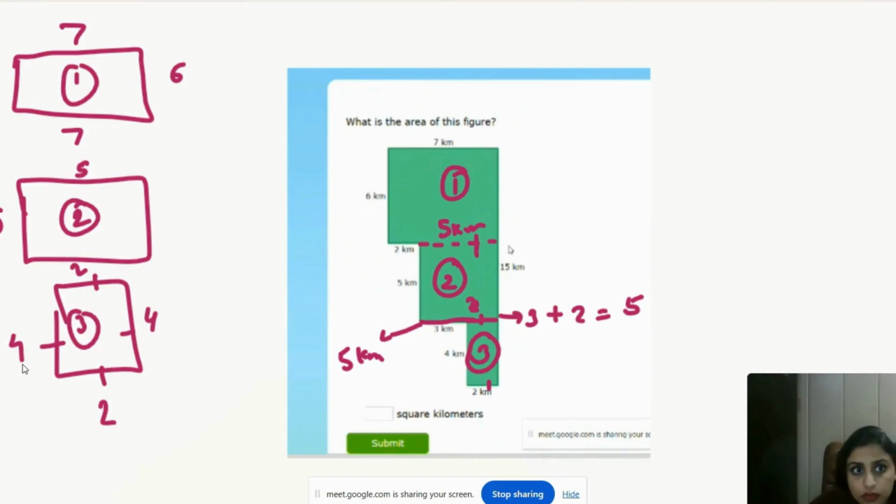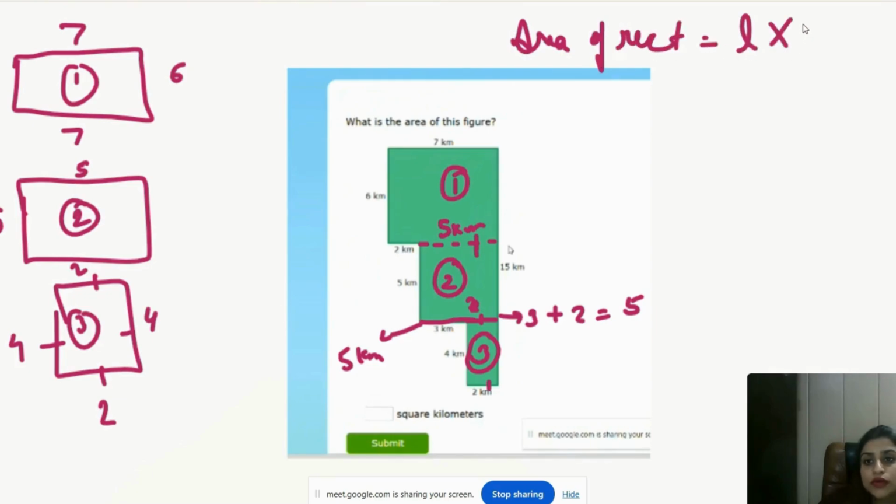All of these shapes. What are we going to do? We are going to use the area formula. Area of a rectangle is length into breadth. Very good. Now, to find the area of the first shape, what are we going to do? 7 times 6. What is the answer?